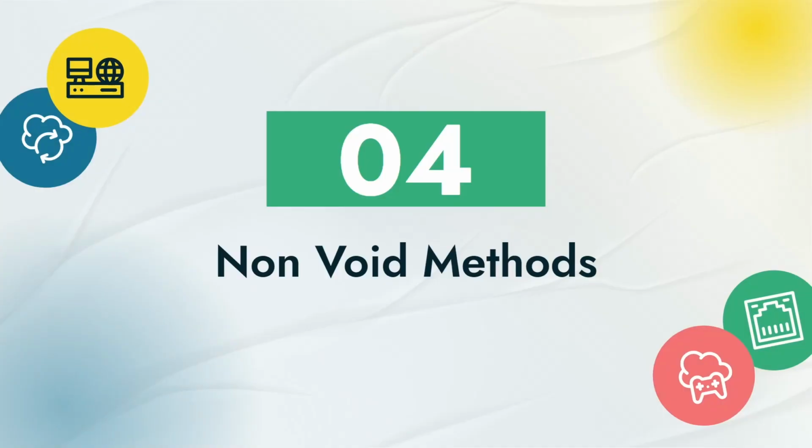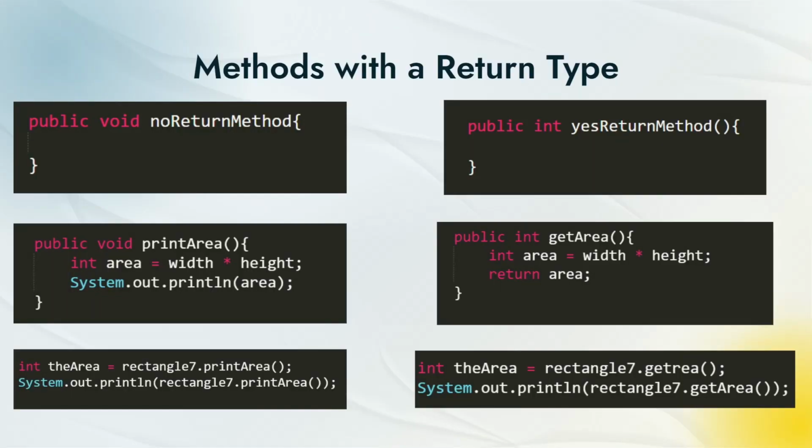The next thing we'll be looking at is non-void methods. Non-void methods are basically methods with a return type. So the difference between the signature for a non-void method and a void method is, as we said, public void noReturn method, but this time we say public int yesReturn method. So noReturn and yesReturn are obviously names. You can call them anything else. You can in fact call them the same thing.